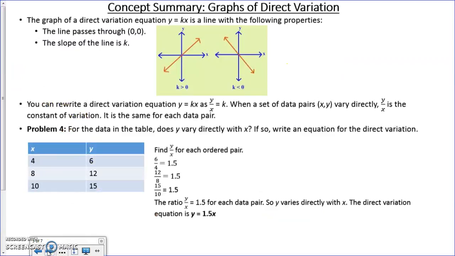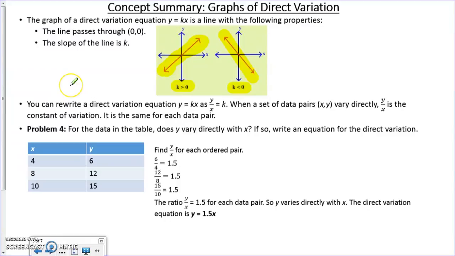Concept summary. Graphs of direct variation. The graph of a direct variation equation y equals kx is a line with the following properties. The line passes through 0, 0, and the slope of the line is k. So when k is greater than 0, the slope is positive, and it goes through the point 0, 0. When k is a number less than 0, the slope is negative, and it goes through the point 0, 0.